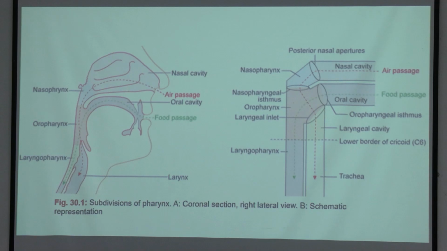Here we can see the same thing. This is the soft palate and this is the posterior pharyngeal wall. This area is called the nasopharyngeal isthmus. This is the area of the nasopharynx which is limited below by the soft palate.